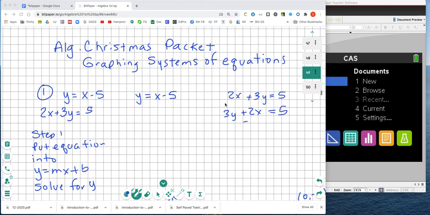Then we're going to zero pair out the 2x. Then we're going to do 3y is equal to negative 2x plus 5. We're going to divide by 3, divide by 3, divide by 3. y is equal to negative 2/3 x plus 5/3. So now we have it solved for y. Both of them are solved for y, so now we're ready to graph.